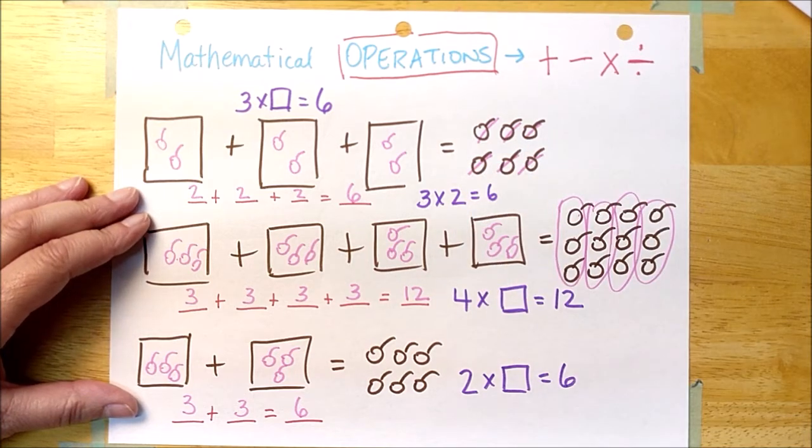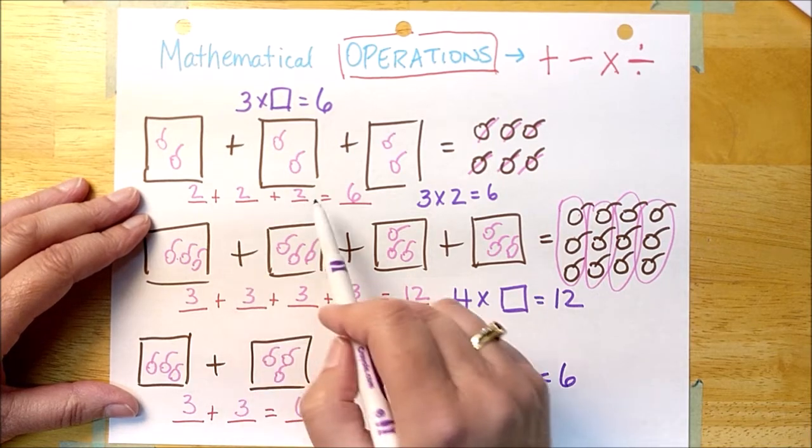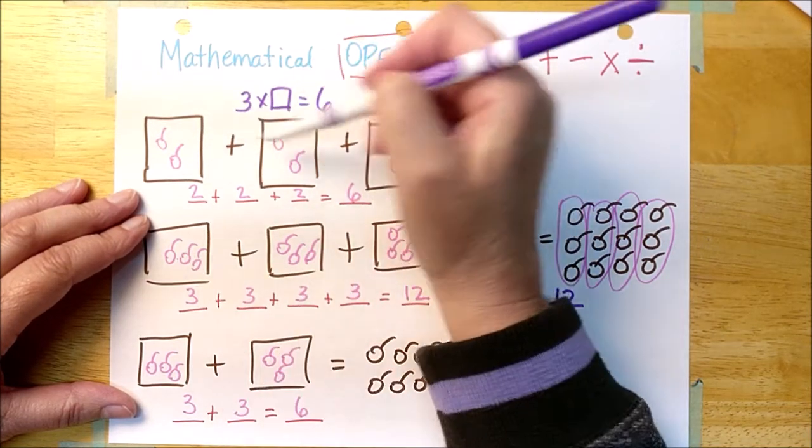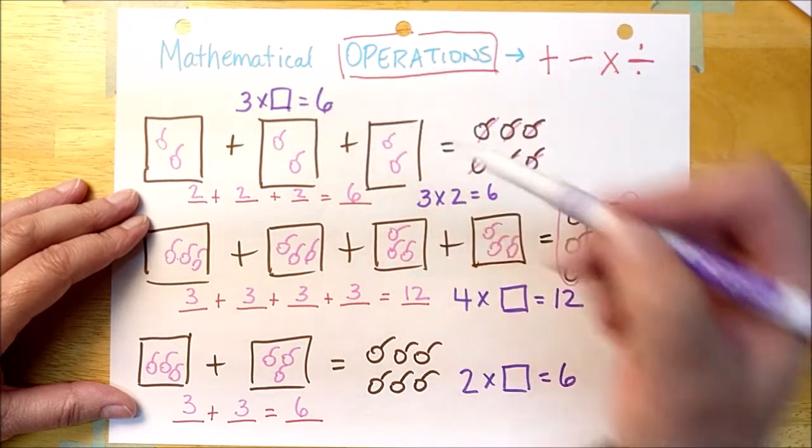So I could turn these into multiplication problems instead of addition problems. So I could have said, I have 3 boxes. What am I going to put in each box so that it equals 6? So 3 times 2 equals 6.